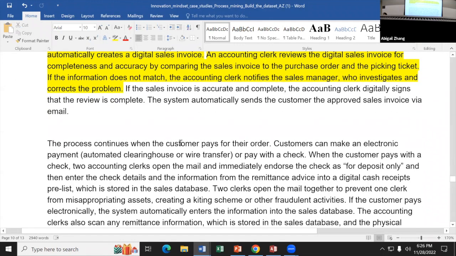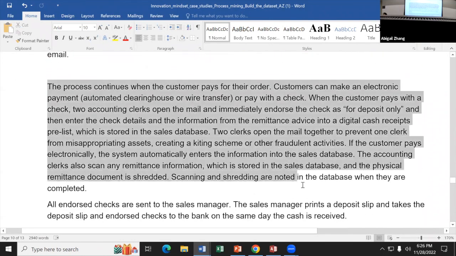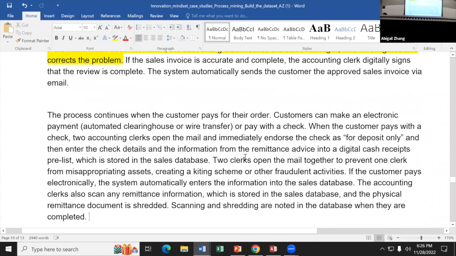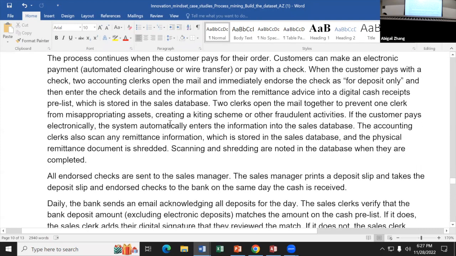Now it's time for the customer to pay for the order. This paragraph contains very interesting controls. The customer can make electronic payment or pay with a check. If the customer pays with a check, then two accounting clerks open the mail and immediately endorse the check as for deposit only. Then they enter the check details and information from the remittance advice into a digital cash receipts pre-list. I think this is just to document the information of that check.